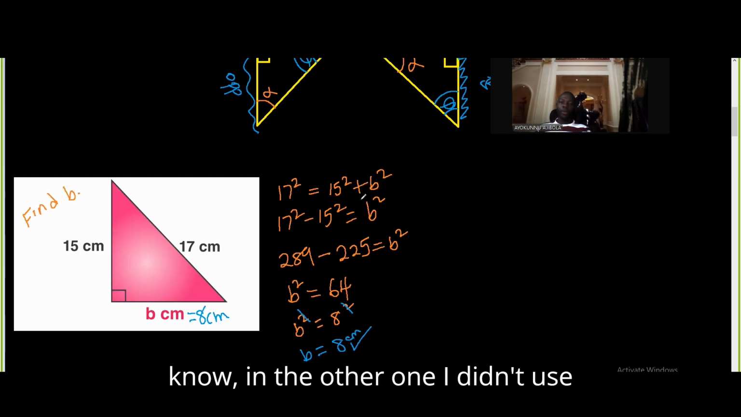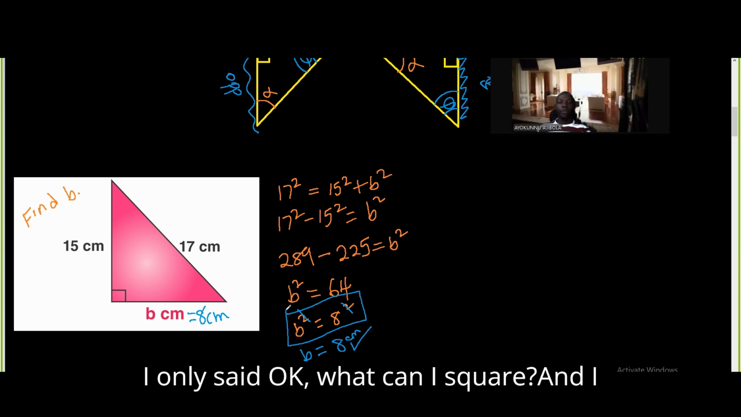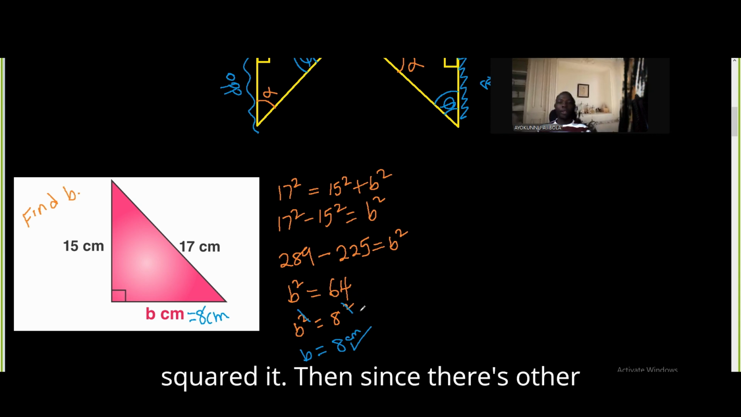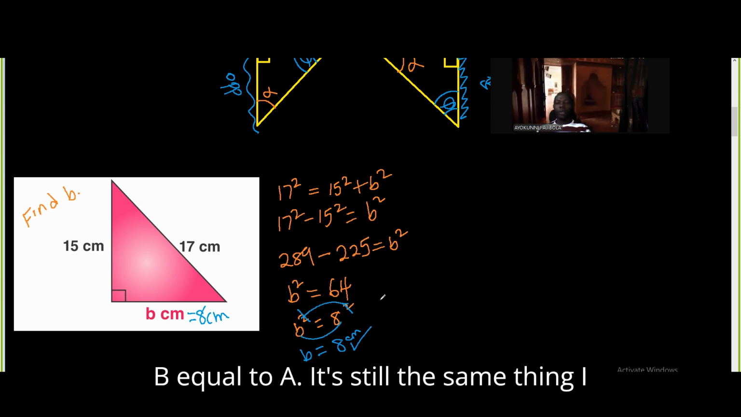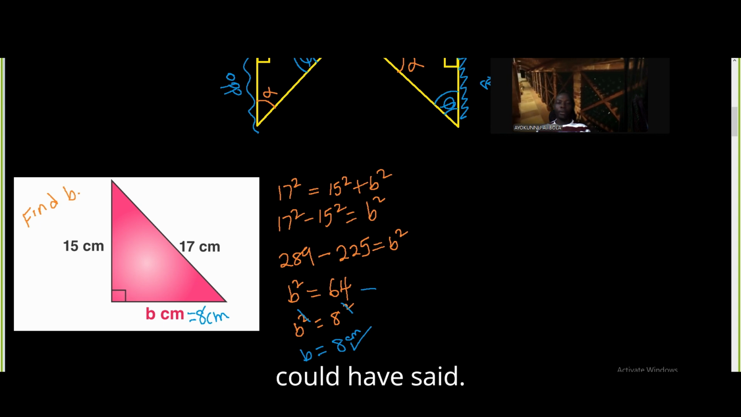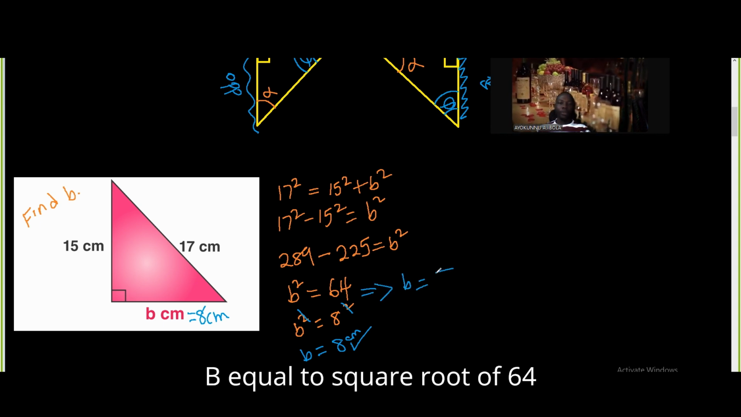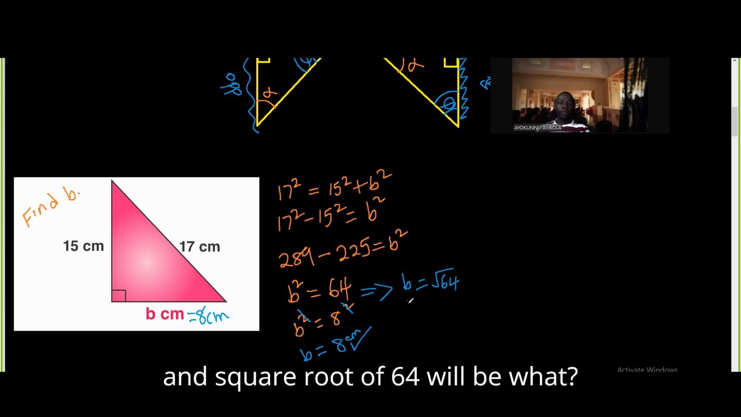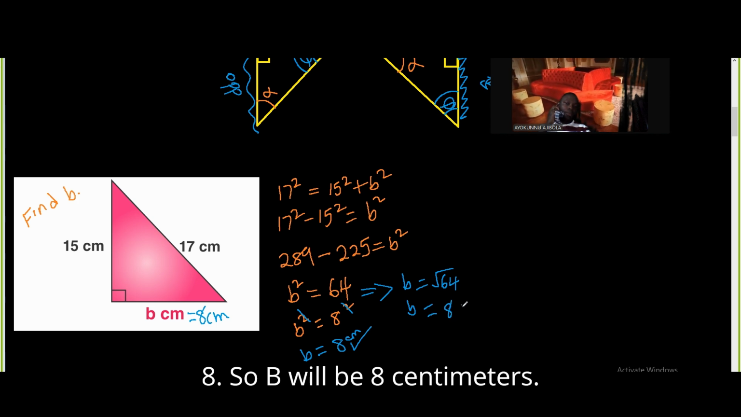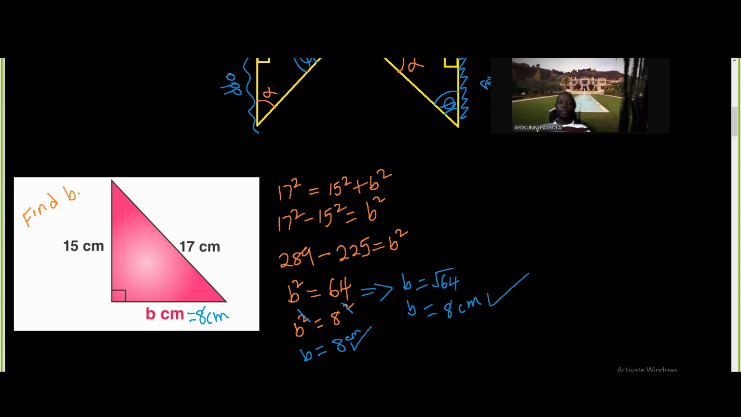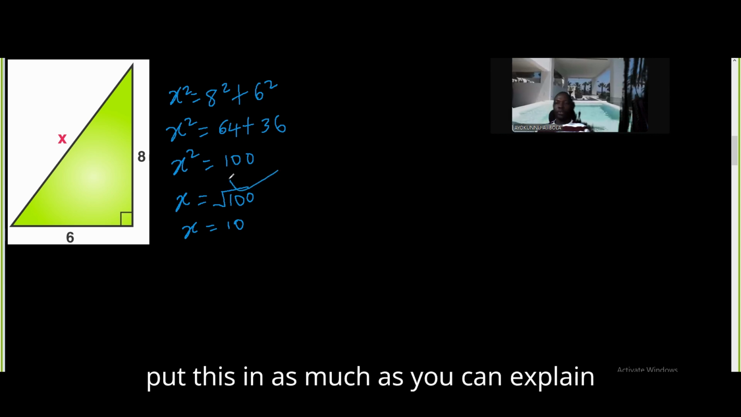In the other one, I didn't use the square root, right? I only said, what can I square? And I squared it. Then, since there's a square, I cancel the square to say b equals 8. It's still the same thing. I could have said b equals the square root of 64, and the square root of 64 will be 8. So b will be 8 centimeters. It's not compulsory that you put this in, as much as you can explain it.